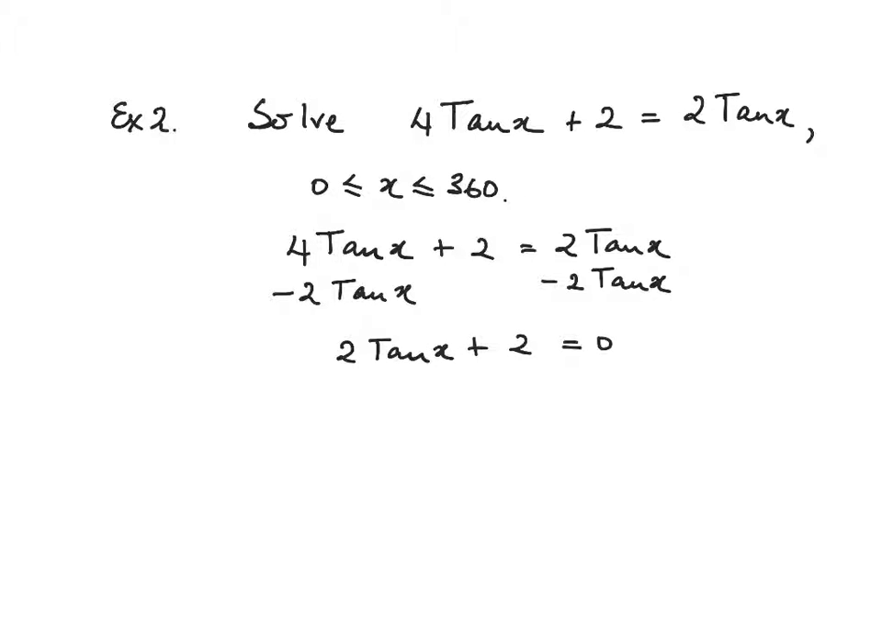The next thing I'm going to do is to try and get the trig function on its own. Subtract 2 from both sides. Last step, I'm going to divide by 2 to get tan x equals negative 1. Now at this stage we should immediately draw a CAST diagram.